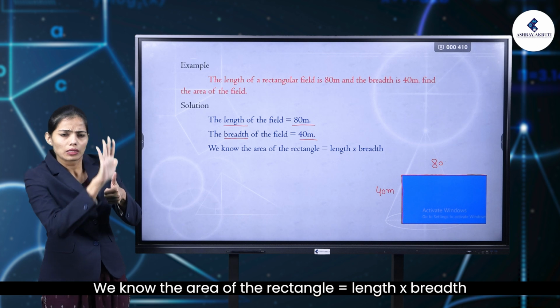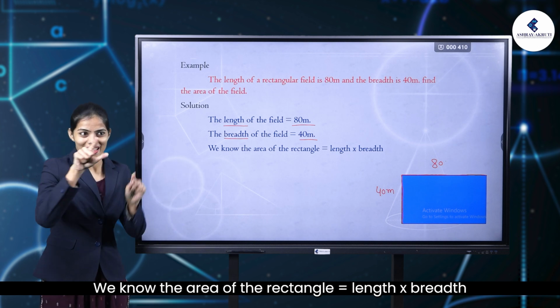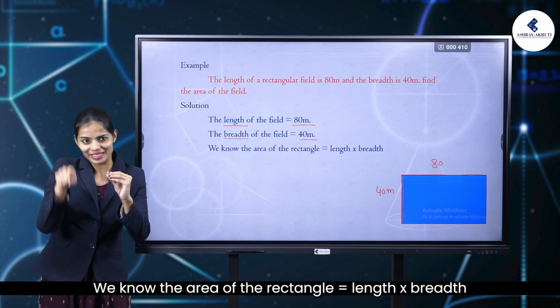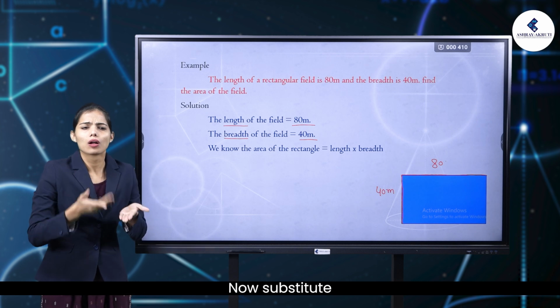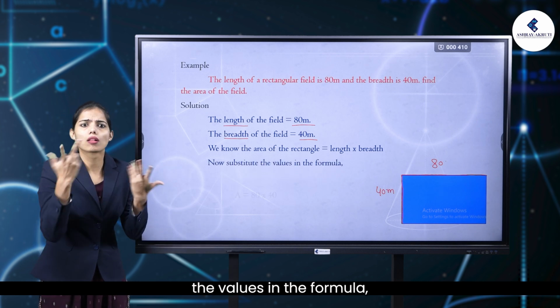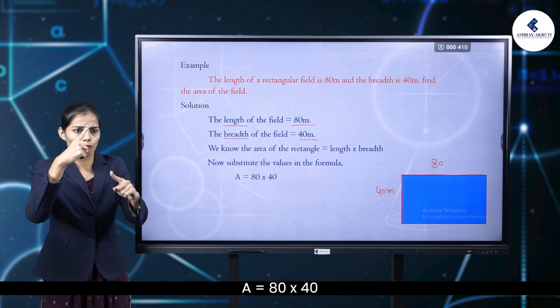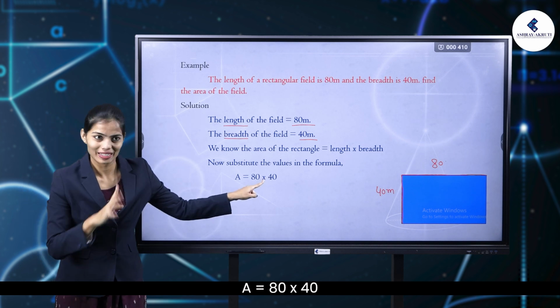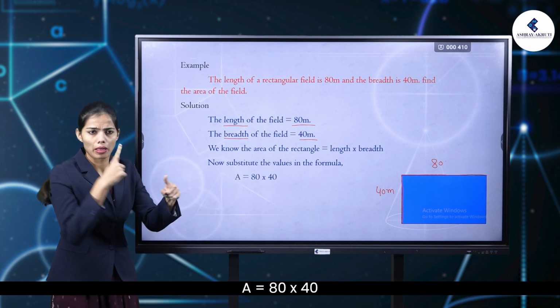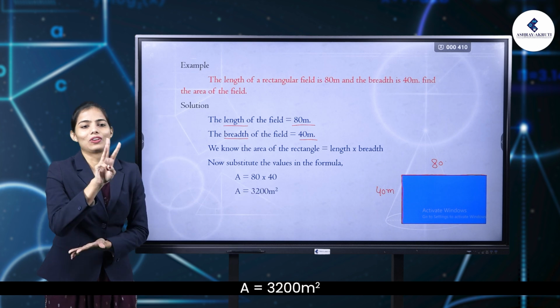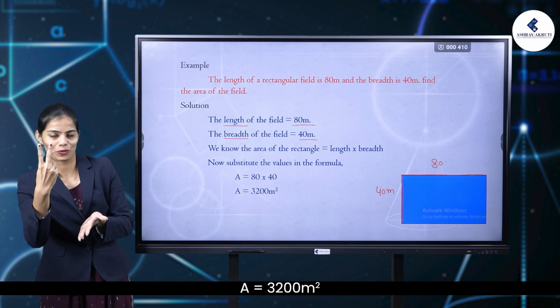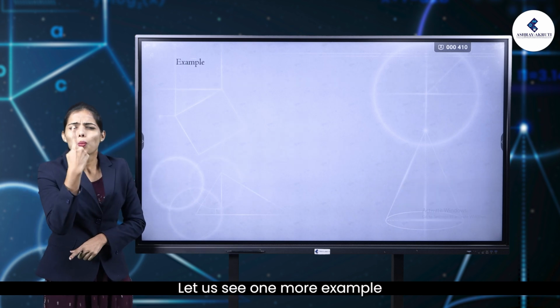We know the area of the rectangle is equal to length into breadth. Now substitute the values in the formula. A is equal to 80 into 40. A is equal to 3200 meters square. Let us see one more example.